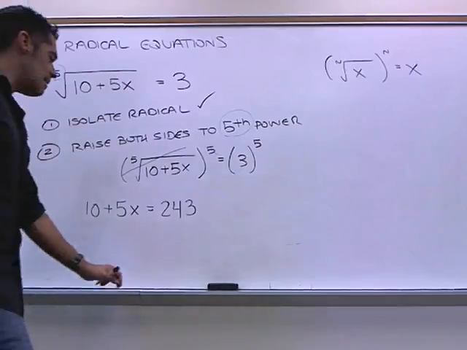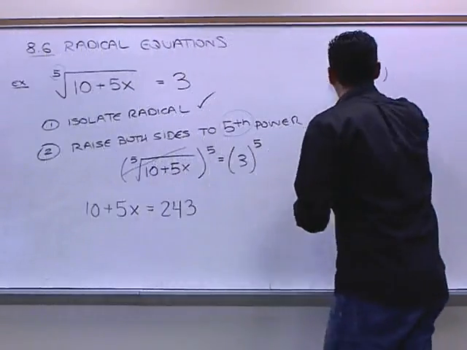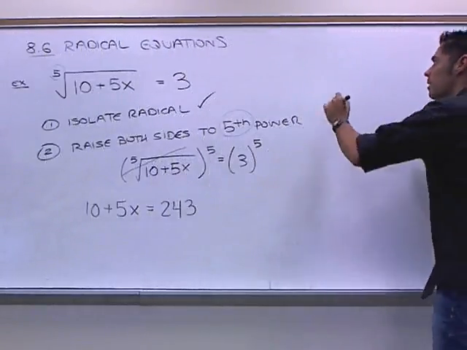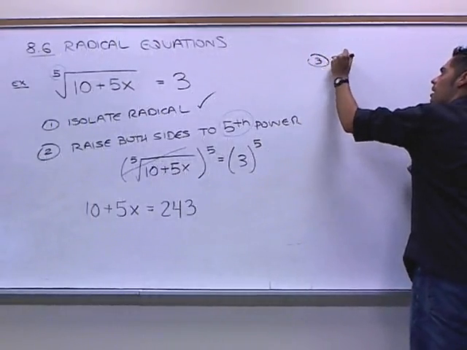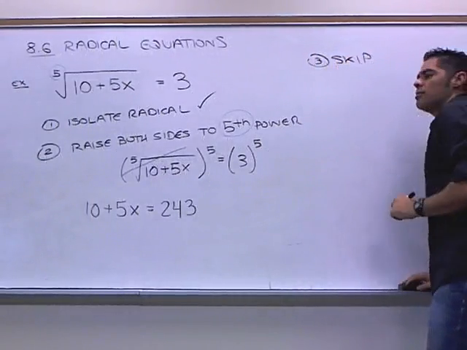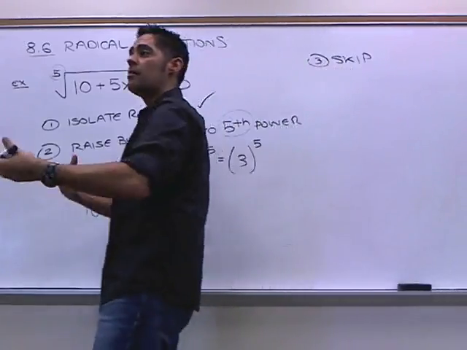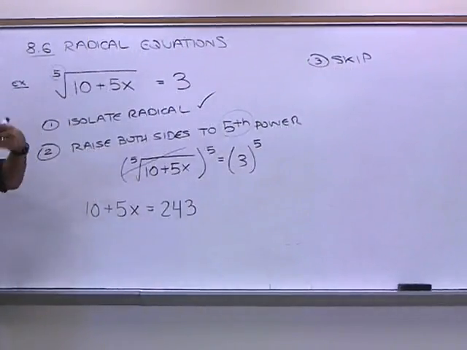The third step for solving the square root equations is the same as the third step here. We're going to skip that step, but this is the step where you would actually look to say, do I still have any radicals there? If so, repeat the process. We're not going to do that.